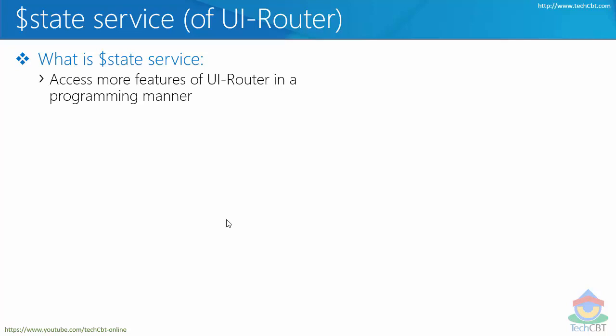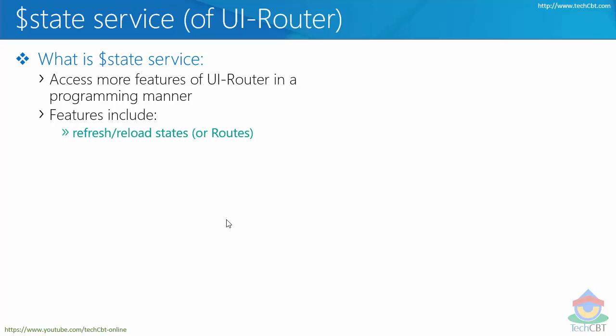Whenever I would like to have more control on how UI Router can be used as part of our application, then I can make use of $state service. Whenever I say more control, it means you are trying to access more features available as part of UI Router to make your application more powerful. So what are all the various features I can really make use of in UI Router?